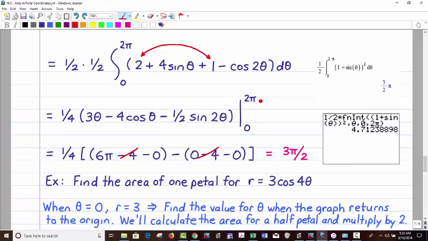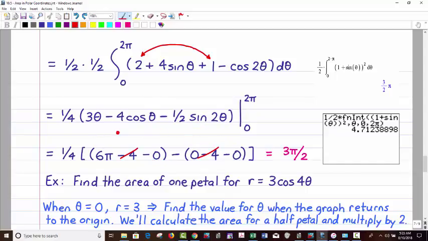And put in 2 pi. 2 pi times 3 gives you 6 pi. Put in 2 pi will be minus 4 cosine of 2 pi, which is 1, so that makes it negative 4. And then sine of 4 pi will be 0, so that's a 0.